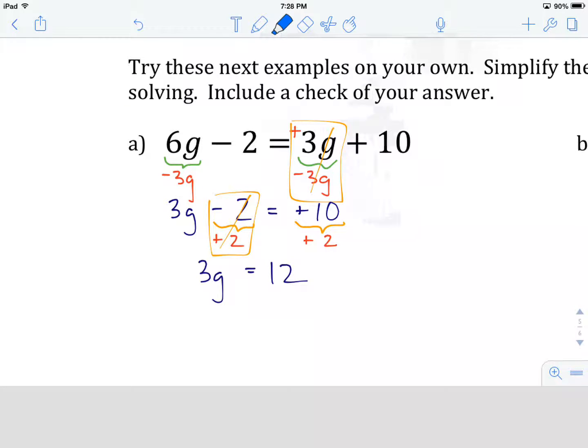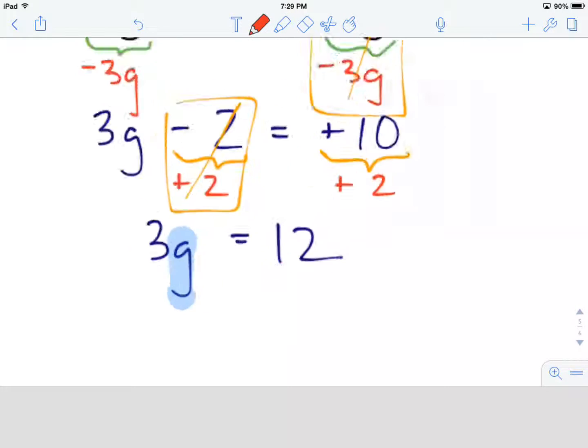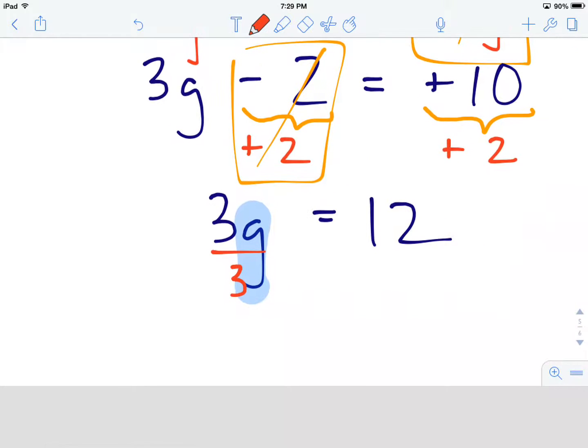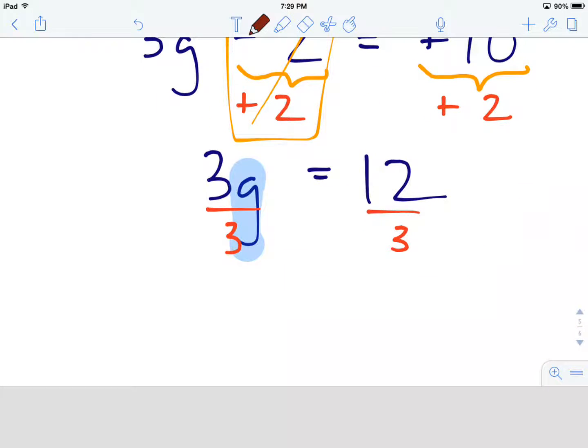So there's our variable. There's g. And what's happening to g? It's being multiplied by 3. How do we undo that? We're going to divide both sides by 3. So g is going to equal 4.